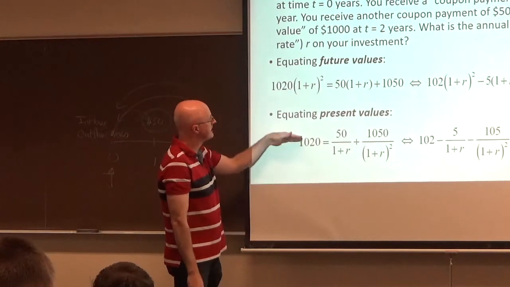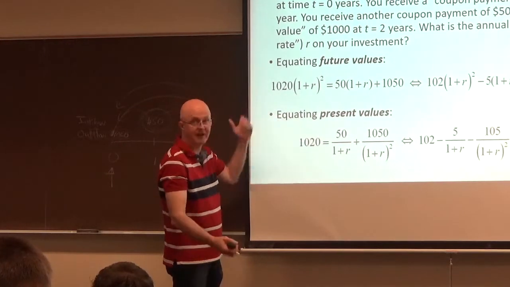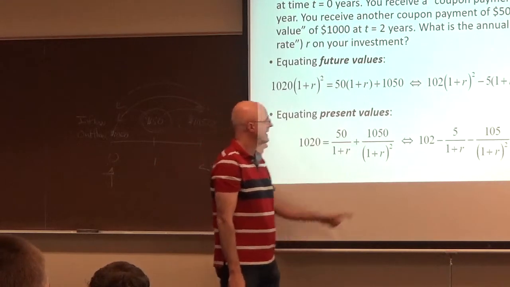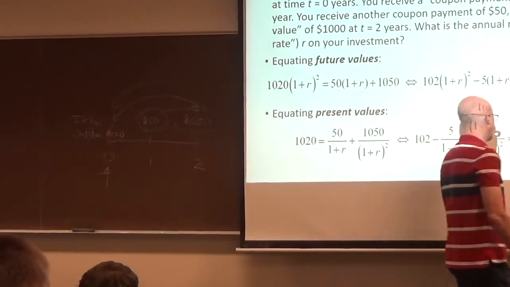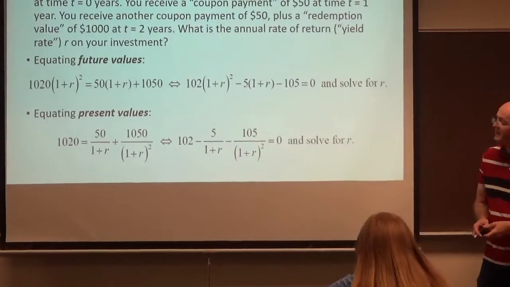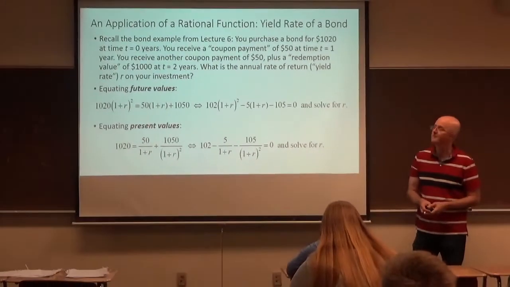These equations are really equivalent. I can get from this one to this one by dividing both sides by 1 plus r squared. That's equivalent to this equation. We can solve that for r. And the point I'm making is this is a rational function. They should have the same solutions, and they do.